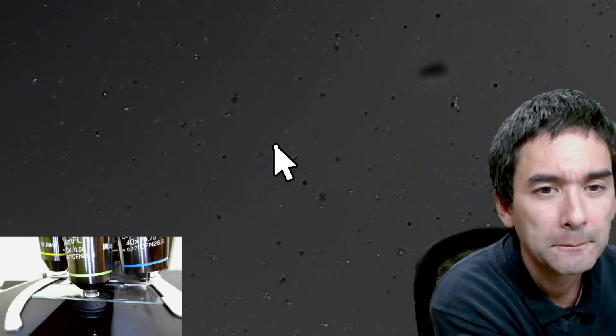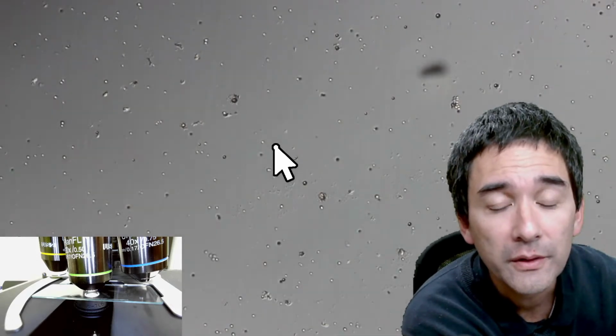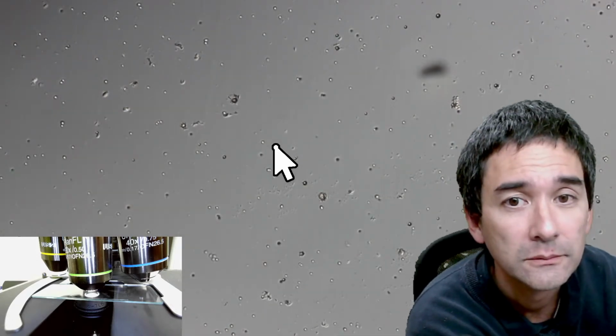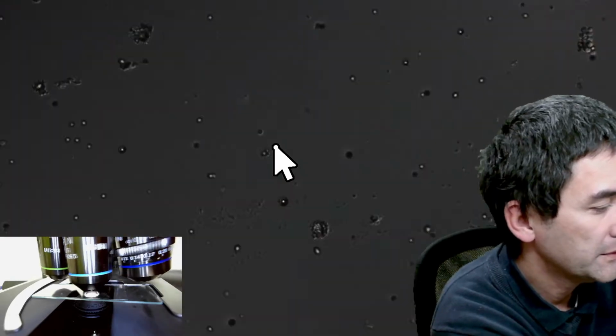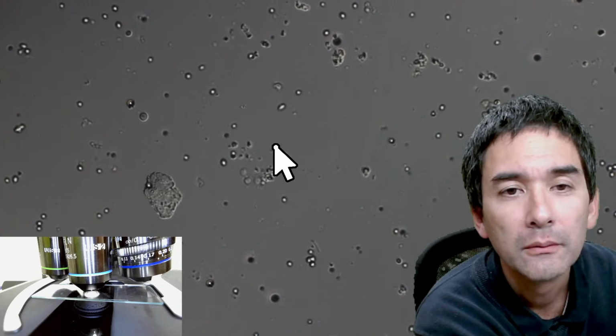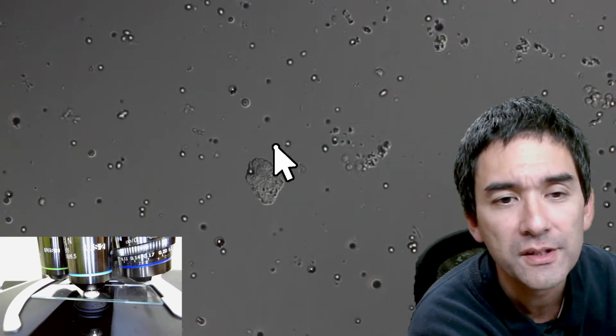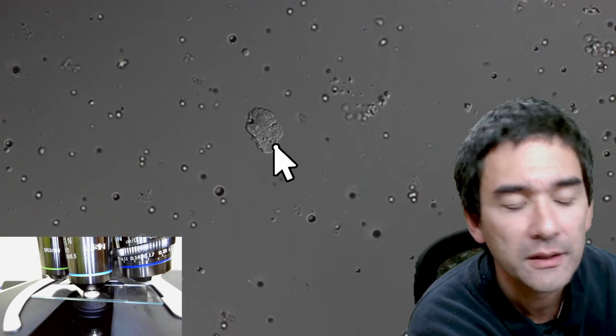So let's go up yet further. Here we already start to see them. Interesting, there's some other stuff here as well, some contaminants. I don't know what this is. But you get the idea.